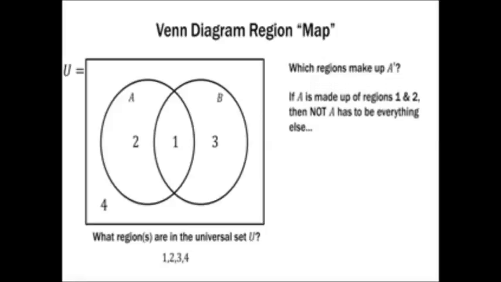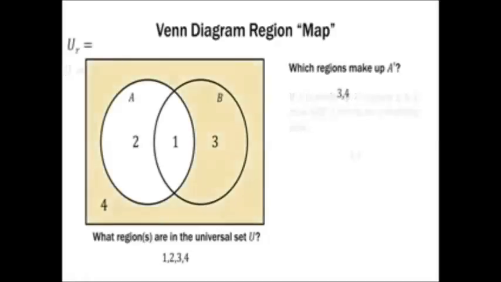So if A is made up of regions 1 and 2, then not A has to be everything else, which are regions 3 and 4. We can go ahead and shade those in. And this diagram should make sense.